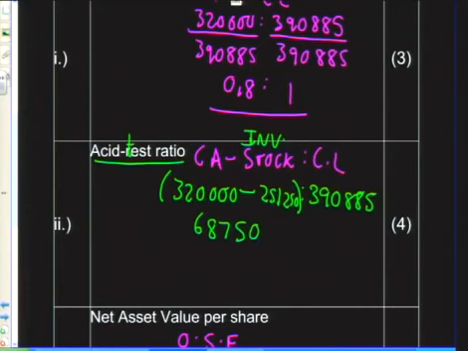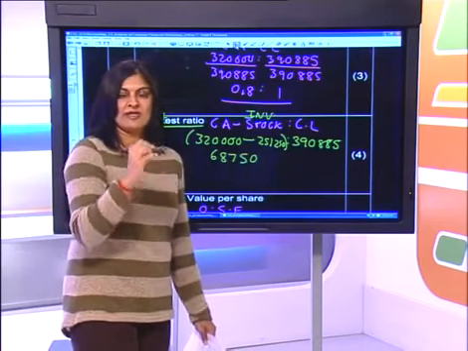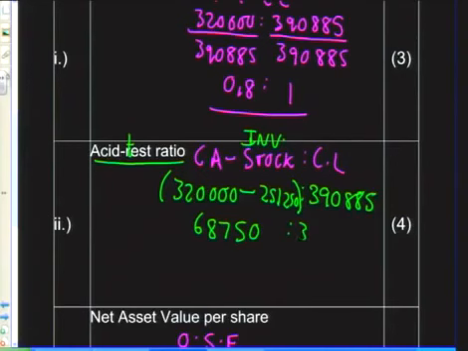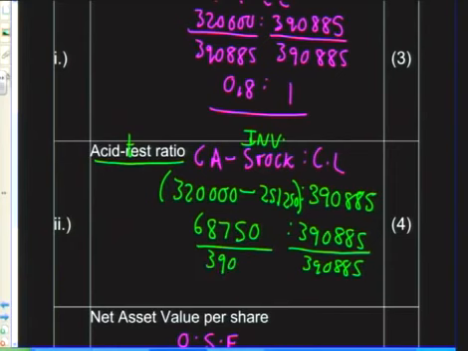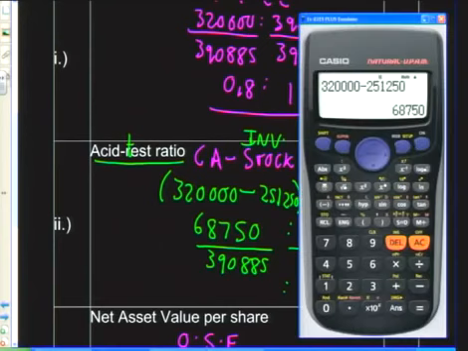Remember, guys, the word asset test ratio: without your stock, can you still pay your current liabilities? Compared to 390,885. So again, we're going to divide by 390,885. Whatever we do on the left-hand side, we do on the opposite or right-hand side as well. Let's get the calculator out again. I've got that figure already, divided by 390,885, and I'm getting a ratio of 0.17, or if we round off, 0.2 is to 1.